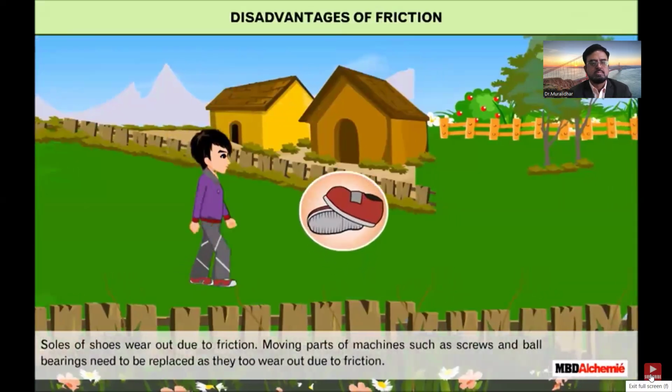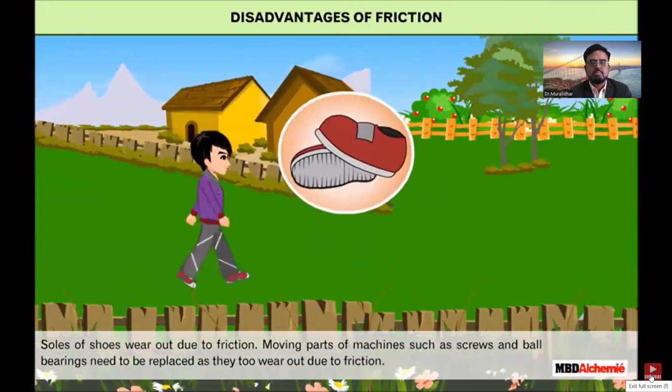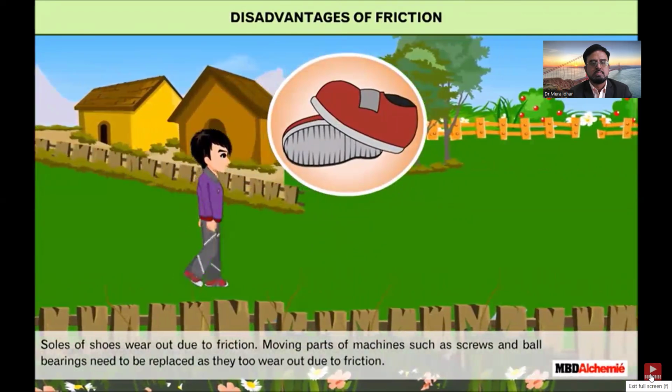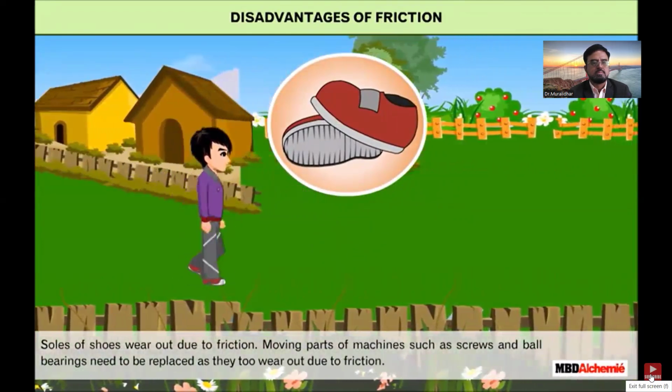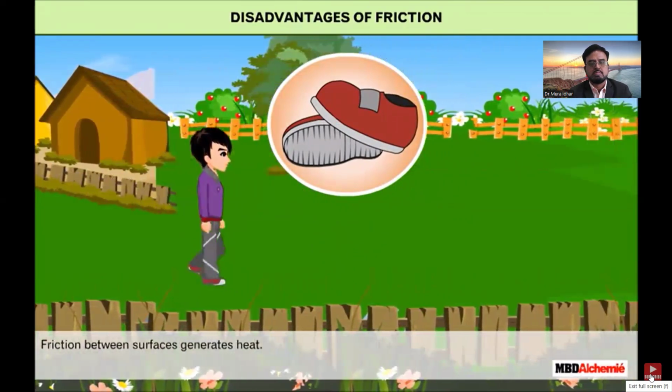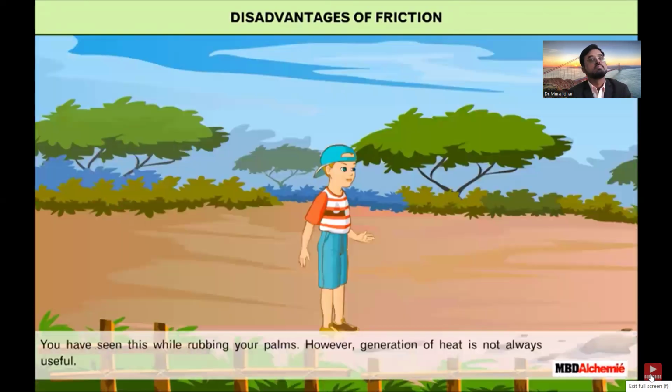Soles of shoes wear out due to friction. Moving parts of machines such as screws and ball bearings need to be replaced as they too wear out due to friction. Friction between surfaces generates heat. You have seen this while rubbing your palms. However, generation of heat is not always useful.